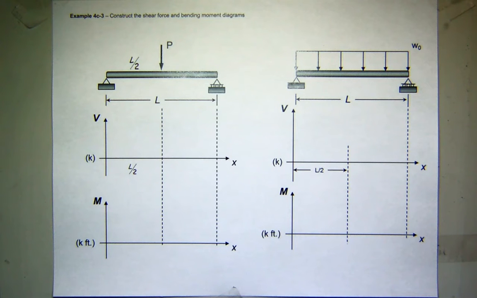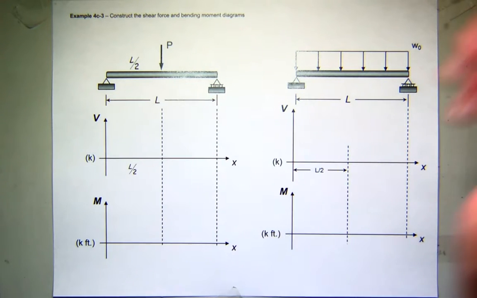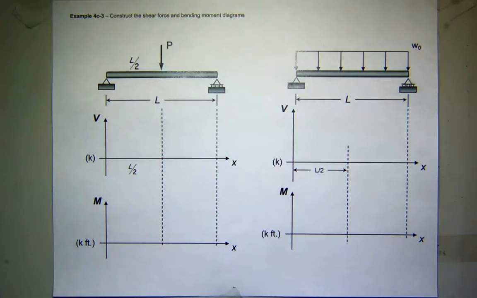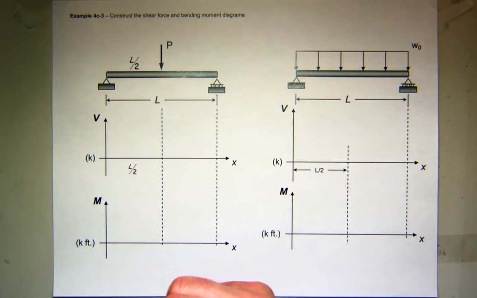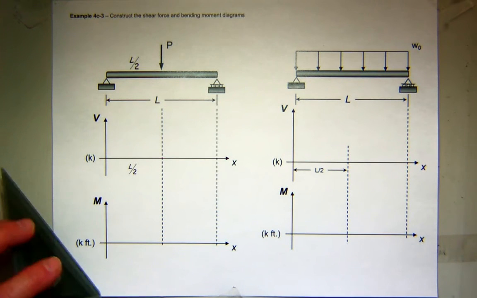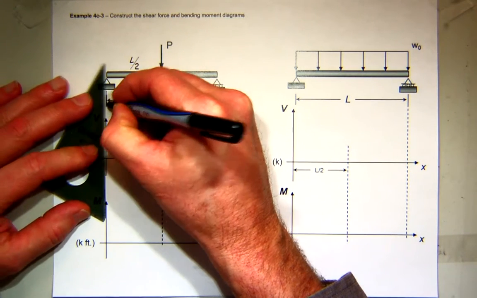Break for the week. Okay, so here's some problems. Got a simple supported beam with a load P in the middle, and then a simple supported beam with a uniform load. So I'm going to draw the reactions here.